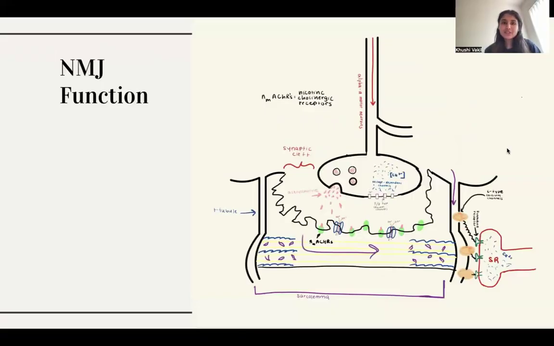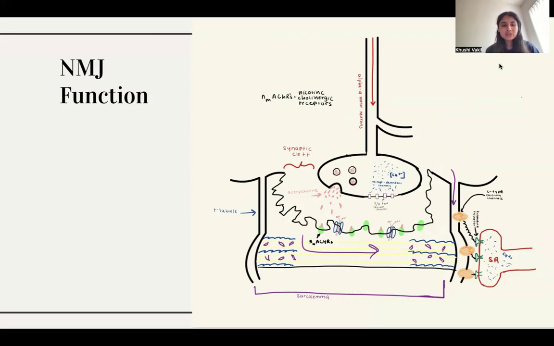So moving on to the neuromuscular junction function, the alpha A motor neuron generates an action potential which reaches the presynaptic terminal and causes an influx of calcium from the P/Q-type calcium channels. This influx of calcium causes the fusion of vesicles to the presynaptic membrane and the release of acetylcholine. The acetylcholine will then diffuse across the synaptic cleft and bind to the nicotinic cholinergic receptors of the muscle end plate, which causes an increase in the permeability of the muscle membrane to cations.